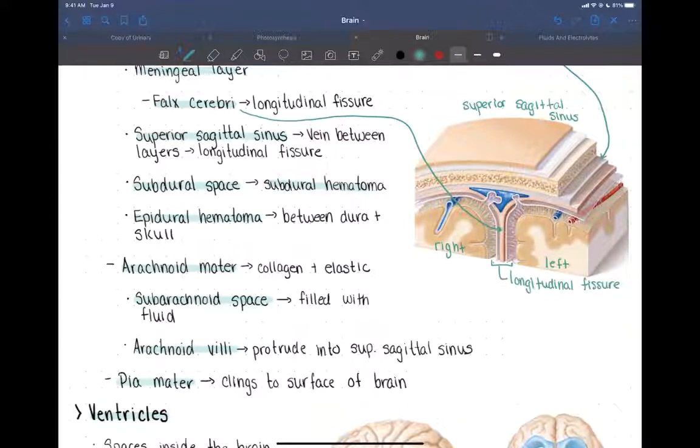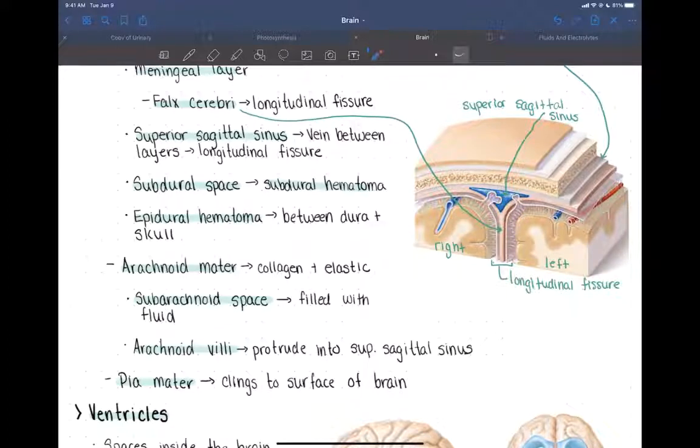So sinus, in this case, refers to a type of vein, not like a hole in a skull bone. Certain types of veins are called sinuses as well. So the superior sagittal sinus runs between the right and left hemisphere of the brain, through that longitudinal fissure. Great. Okay, so now let's move on to our next layer. So that was the dura mater.